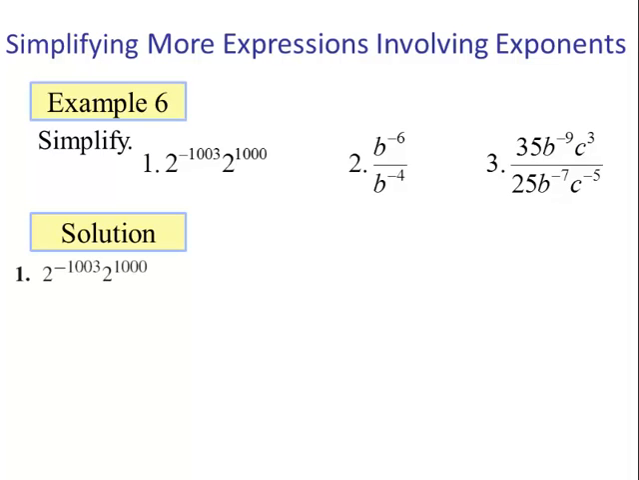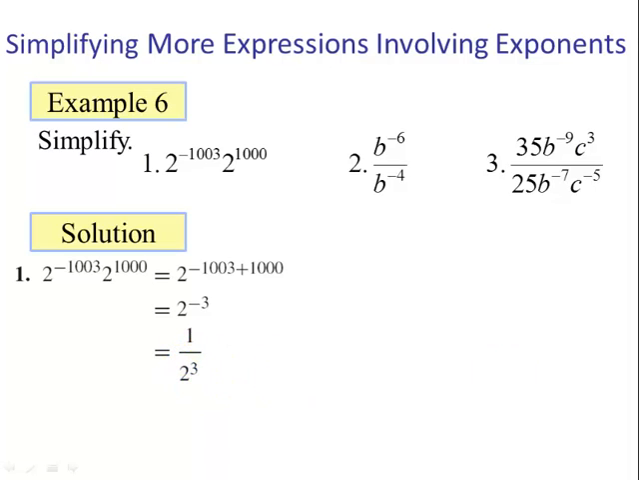Solution. For number 1, we have a base of 2 and a base of 2. So now we add the exponents. Negative 1003 plus 1000 is 2 to the negative 3 power. This is a negative power. We want to make it positive. Since this is in the numerator, we send it to the denominator. Or you can think of it as doing the reciprocal, and then we change the sign of the power.